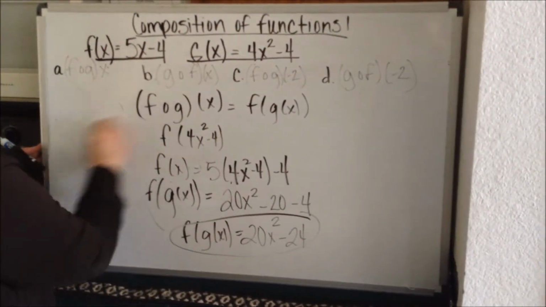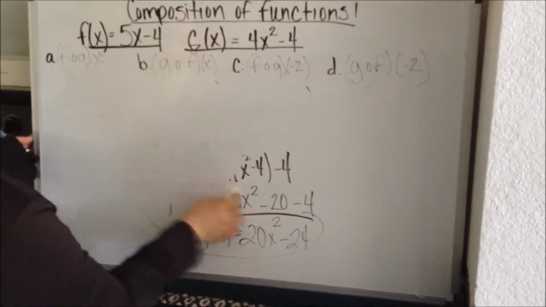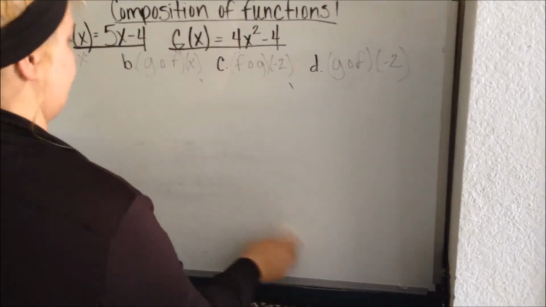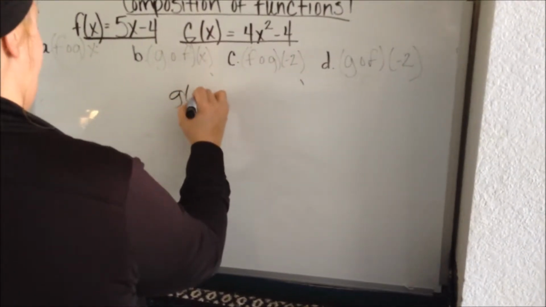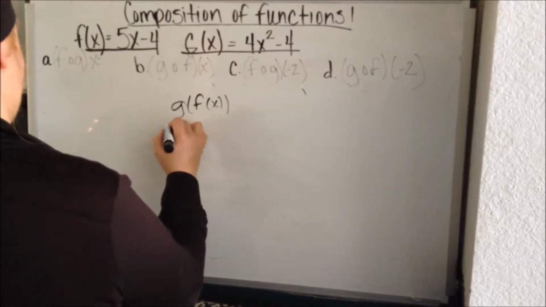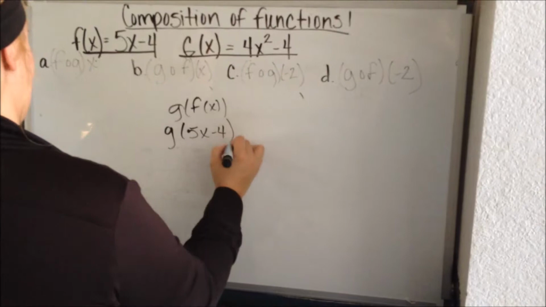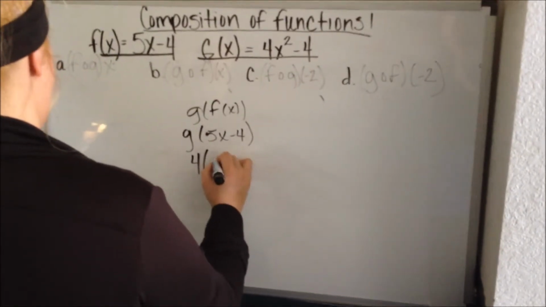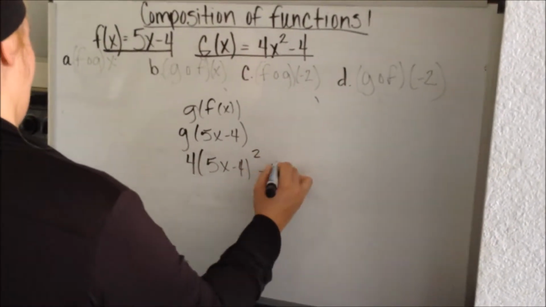So moving on to b, now we're going to switch it up, and instead of doing f of g of x, we're going to do g of f of x. So this time it's going to be g of f of x. So then we're going to plug in once again, and it's going to be g of x, which is 5x minus 4, which is f of x. And then we're going to plug in our g of x. So 5x minus 4 squared minus 4.